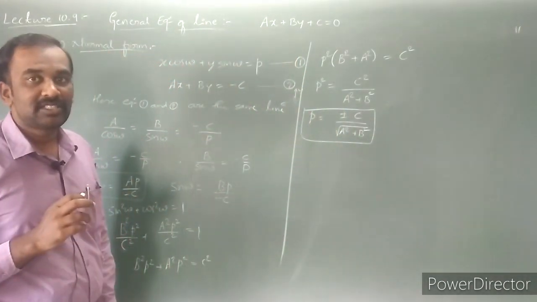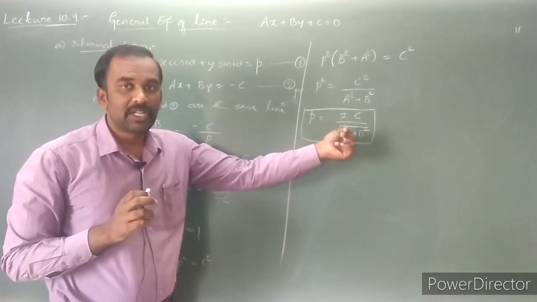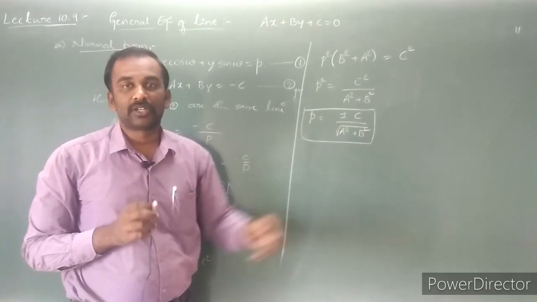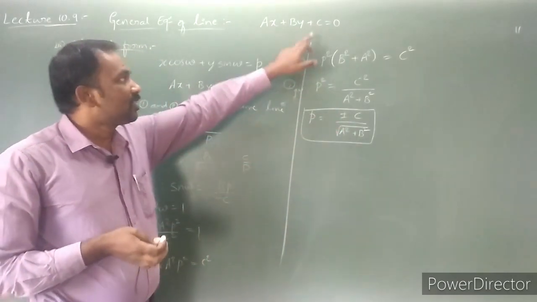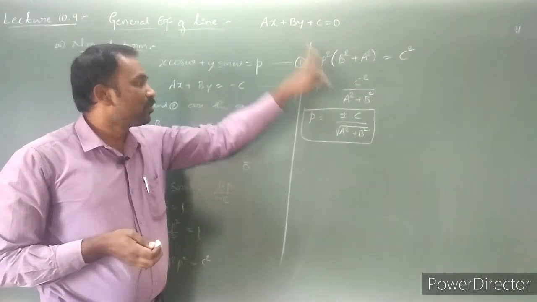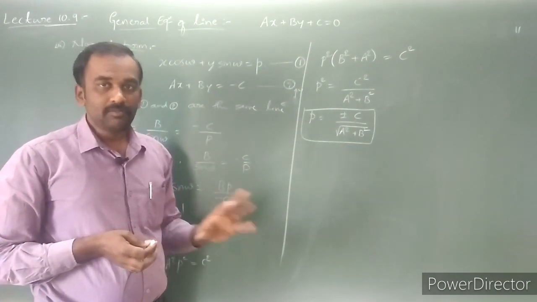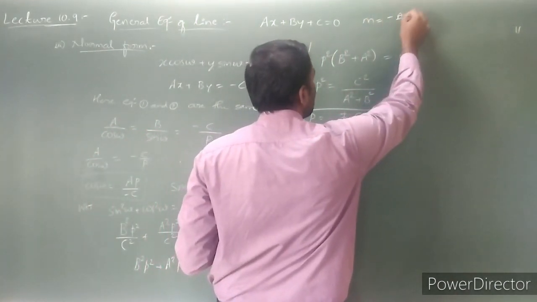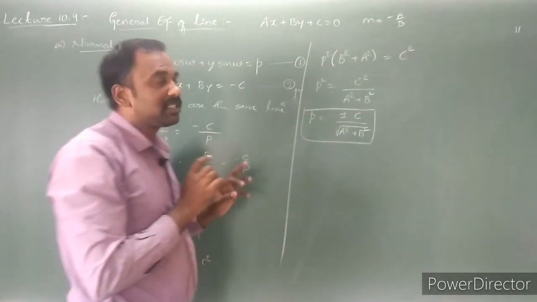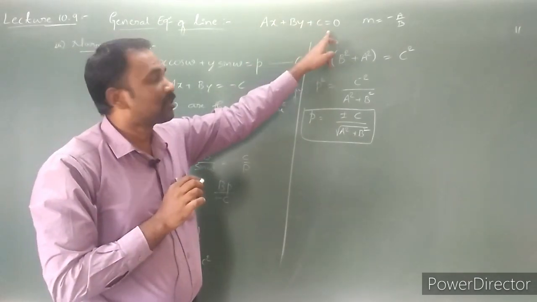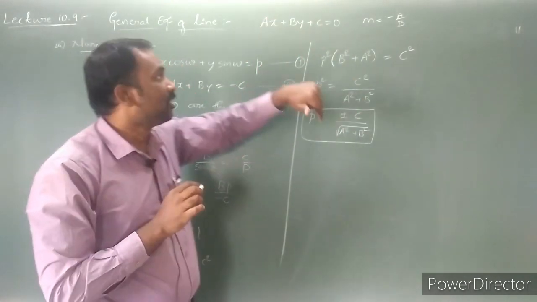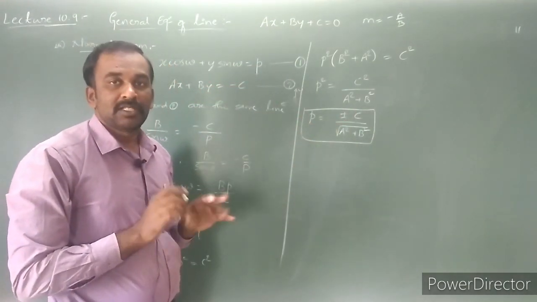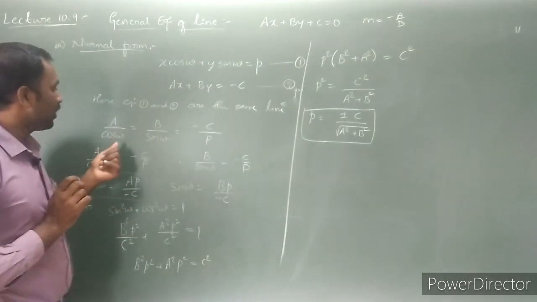Whenever the line is in the general form, this is how we get the perpendicular distance: plus or minus c divided by the root of a square plus b square. c is the constant term, a is the x coefficient, b is the y coefficient. Are you clear? Whenever the line is in this form, the slope is minus a by b, the x intercept is minus c by a, and the y intercept is minus c by b. In the same manner, when the perpendicular distance p is required, just use this formula. Similarly, cos omega is required, sin omega is required.